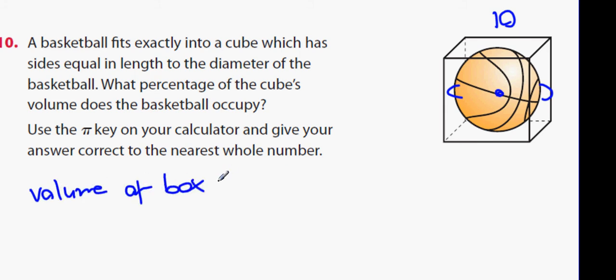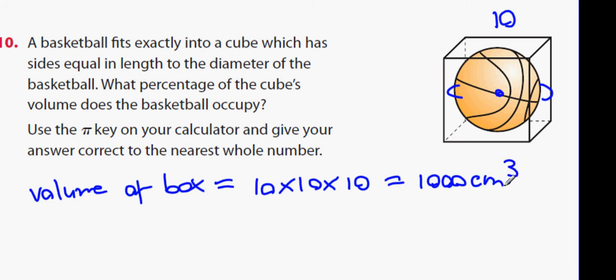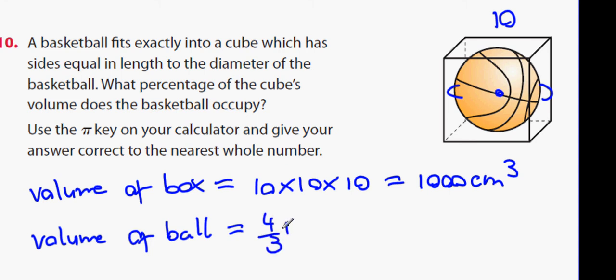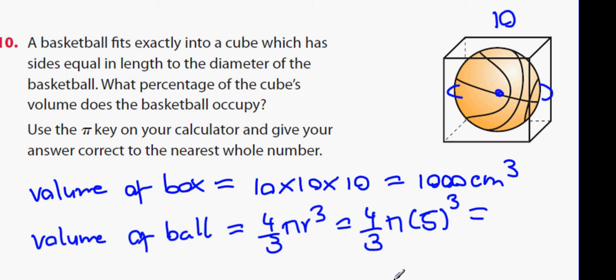Can you tell me what the volume of the box is? Okay, it's 10 by 10 by 10, which is 1,000 centimeters cubed. What's the volume of the ball? The volume of the ball is the same thing as the volume of the sphere, which is 4 over 3 pi r cubed, which is 4 over 3 pi multiplied by 5 cubed. And what's that get you in the calculator?